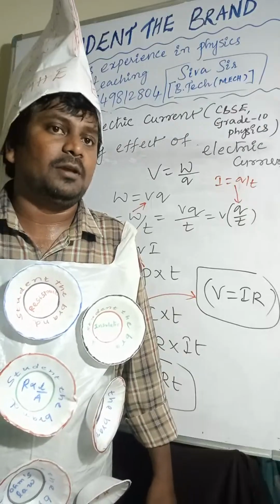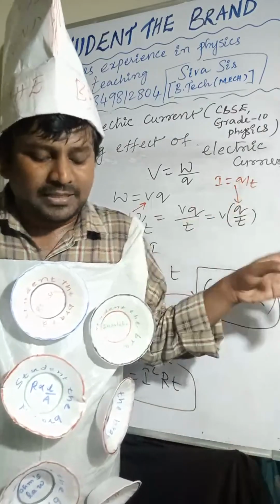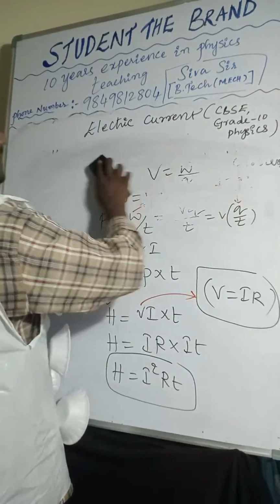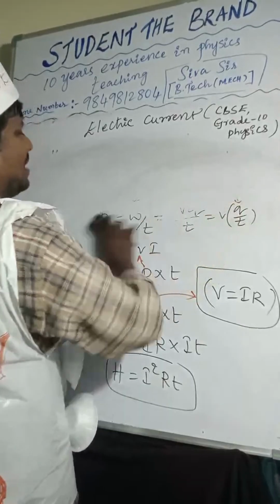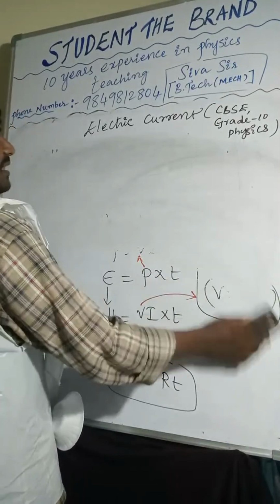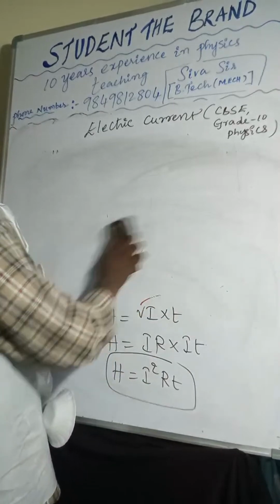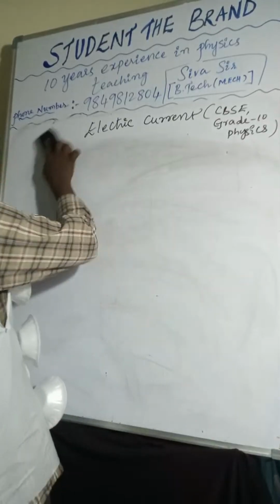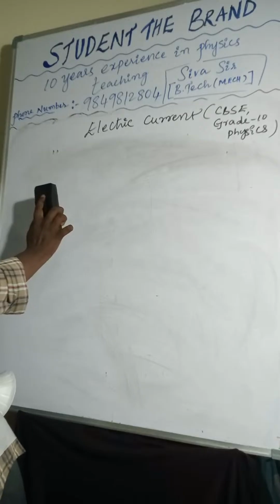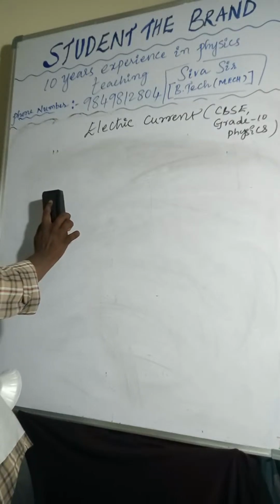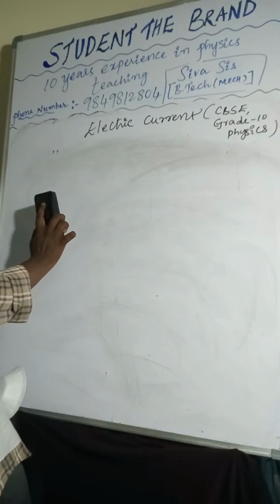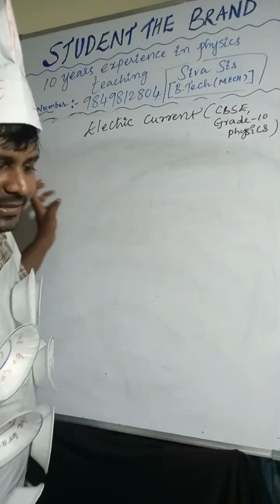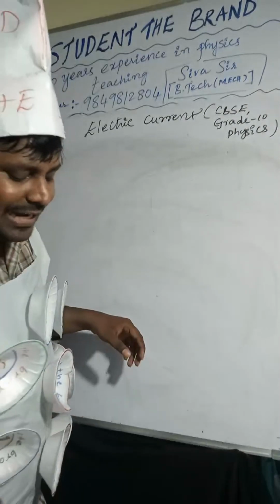Now we are going to do problems. Till now I explained the concept, so once again I will recall all the topics. Just listen carefully. Electric current is the rate of flow of charge. I equals Q by T.